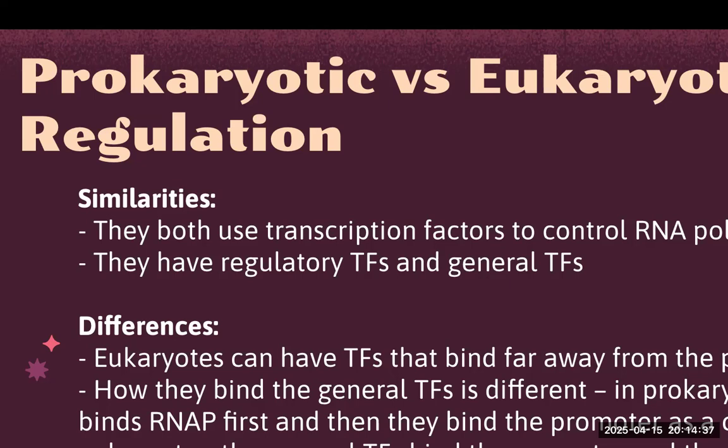And then differences, we know in eukaryotes that the transcription factors bind further away from the promoter. So these are still sequence specific, but the sequence that they're specific for is just further away. And then the general transcription factors are different in prokaryotes. The sigma binds the RNA polymerase first, and then once it's bound to its buddy, it brings it to the DNA. But in eukaryotes, they bind the DNA first, and then they tell their friend, this is the spot where you have to bind.